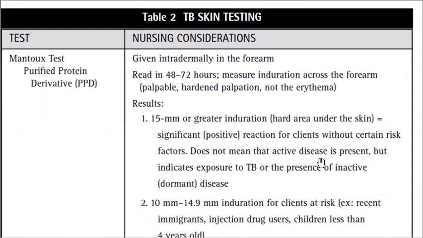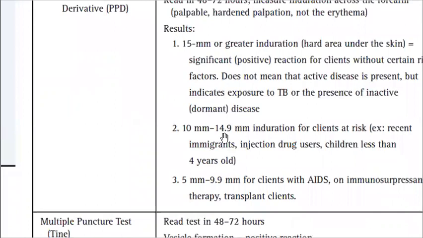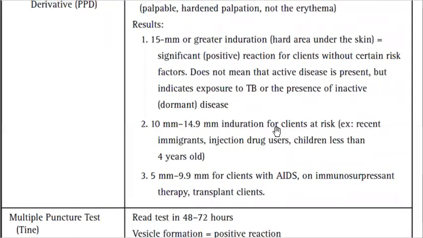It does not mean that active disease is present, but it indicates exposure to tuberculosis or the presence of inactive or dormant disease in this patient. So again, an induration of 15 millimeters or greater tells you that there's a presence of inactive disease or that this patient has been exposed to tuberculosis. That is if they don't have any risk factors. But if we have an induration of 10 to 14.9 millimeters, it's positive for clients at risk.